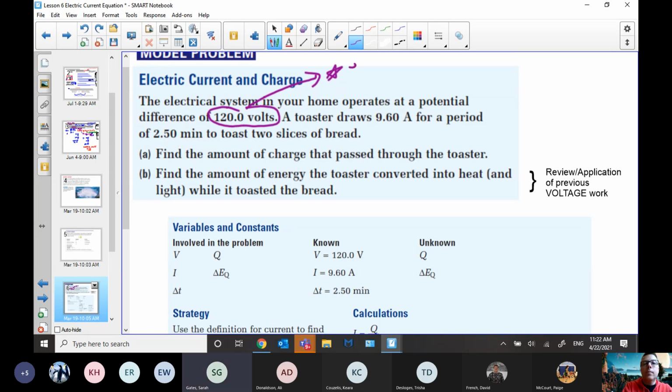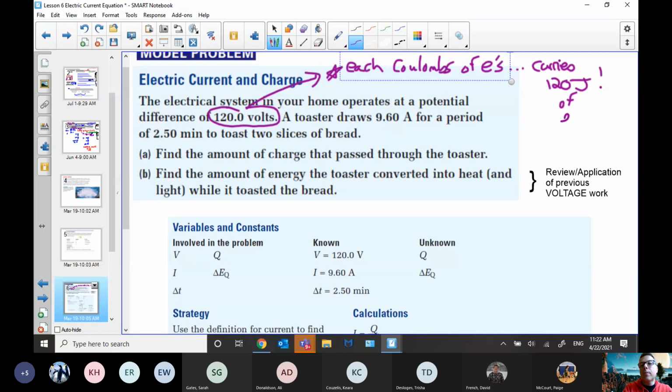The energy per charge. Yeah, each coulomb of electrons. You're not necessarily going to write this down every time, but each coulomb of electrons carries, right? Drops off, picks up, whatever, 120 joules of energy. So later on when it talks about the amount of energy, you're already kind of ready for that, right?